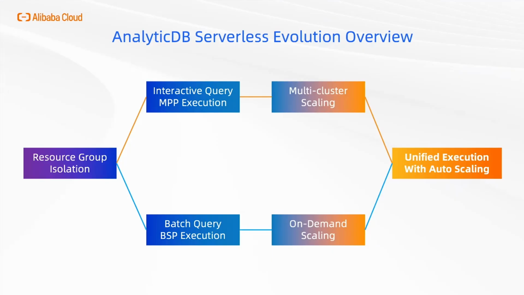I'll start by briefly outlining the serverless development journey of AnalyticDB for MySQL. Initially, we introduced resource groups within a traditional MPP architecture to enable compute storage separation and business isolation. Resource groups operate similarly to Snowflake's virtual warehouses, allowing independent business units to achieve compute elasticity. Building on these resource groups, we developed a massively parallel processing MPP execution mode for interactive queries and a bulk synchronous parallel BSP execution model for batch processing. These execution modes are tailored to meet specific business needs.